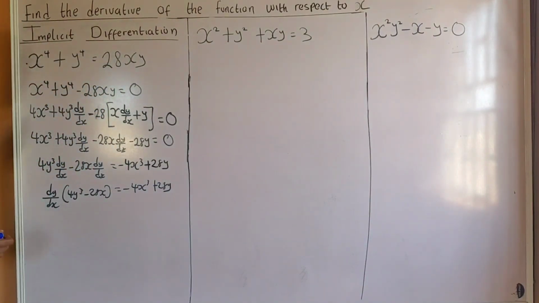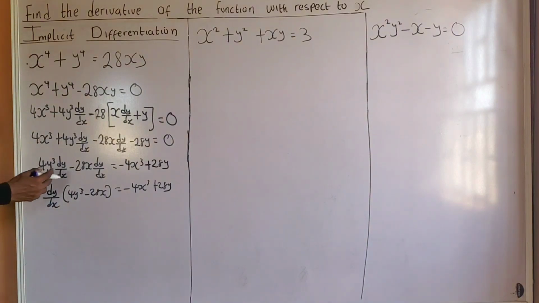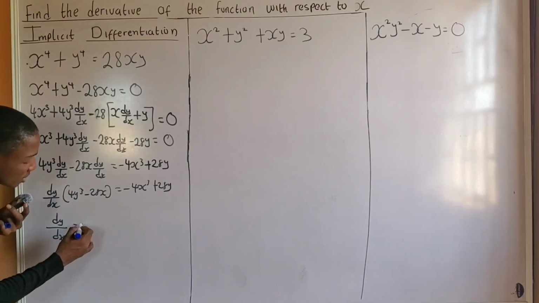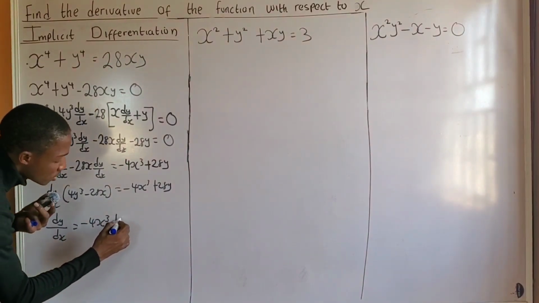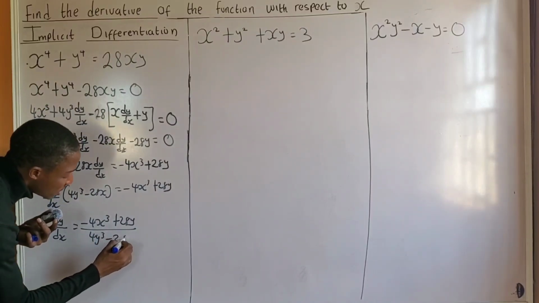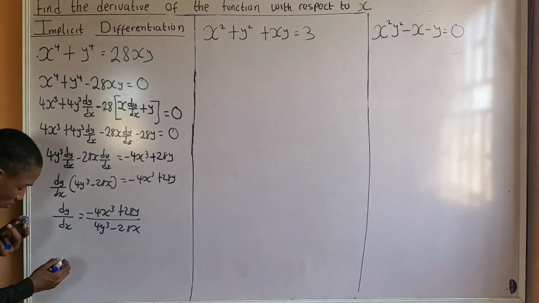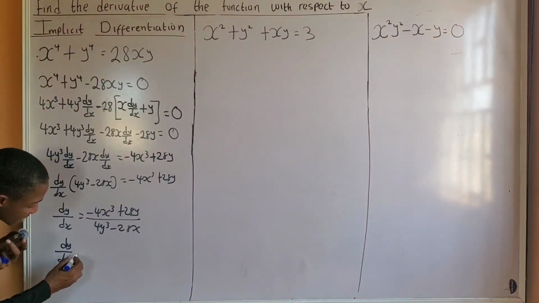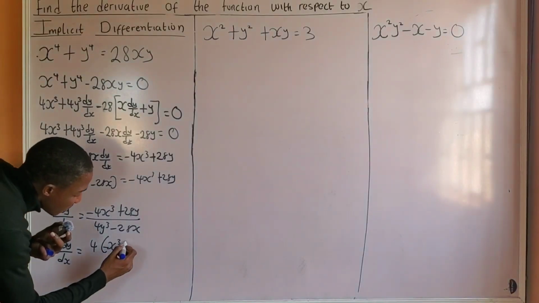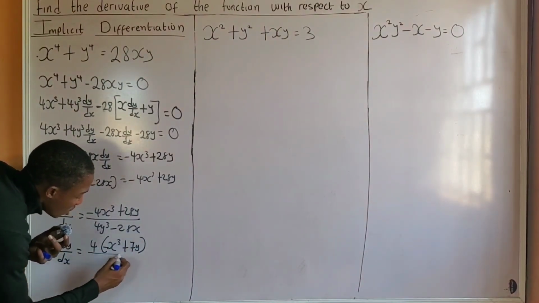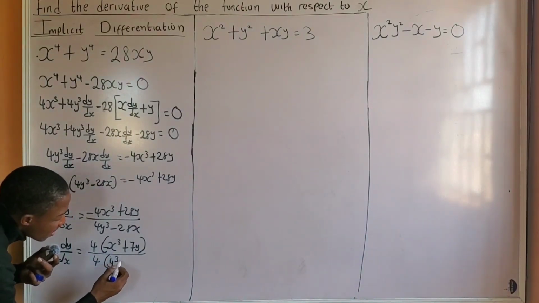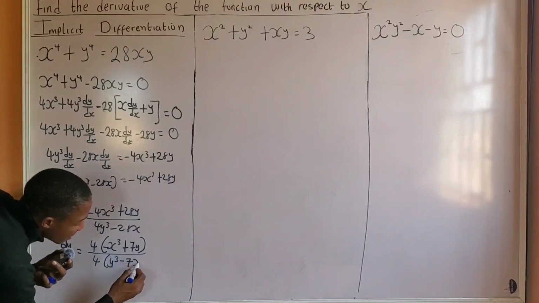Okay, now divide both sides by 4y cubed minus 28x. I'm going to have dy over dx is equals to negative 4x raised to the power of 3 plus 28y all over 4y raised to the power of 3 minus 28x. Okay, for this, I'm going to have dy over dx is equals to 4 multiplied by negative x raised to the power of 3, are you there, plus 7y all over 4 multiplied by y raised to the power of 3 minus 7x.